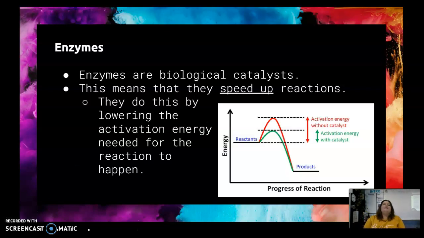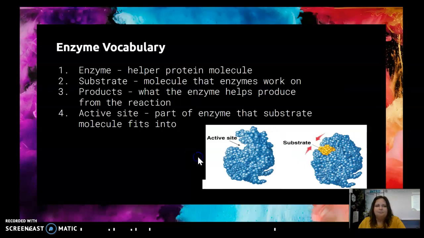All right, enzymes are biological catalysts. What that means is that they speed up chemical reactions. They do this by lowering the activation energy needed for the reaction to occur. Okay, so look at the graph here. If we follow this graph in the red, it would require this much energy, almost twice as much energy for the reaction to occur. But what happens is that an enzyme comes in, it lowers the amount of energy that's required for that reaction to happen, so that reaction can happen much faster, okay? That's how enzymes work.